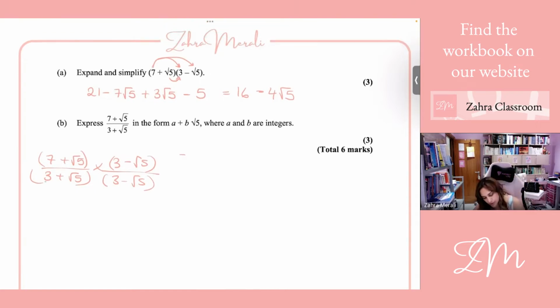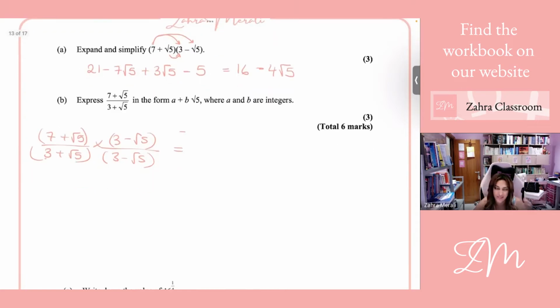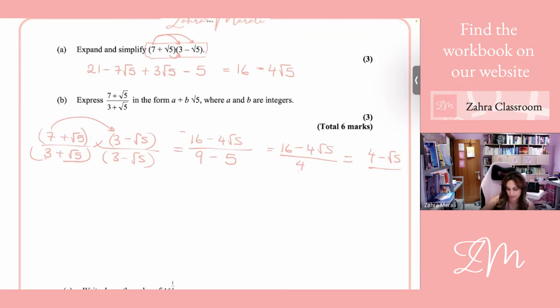So on the bottom, we've got the easy bit. Square the first number, 9. Square root 5, which is 5, and it's a minus between them. Now we've got 7 times 3. Oh, if we have a look, that's exactly the same as this. So we can just write out our answer. So we've got 16 minus 4 root 5 over 4, which is the same as 16 over 4, which is 4, and 4 divided by 4, which is 1. So we get 4 minus root 5. Okay.